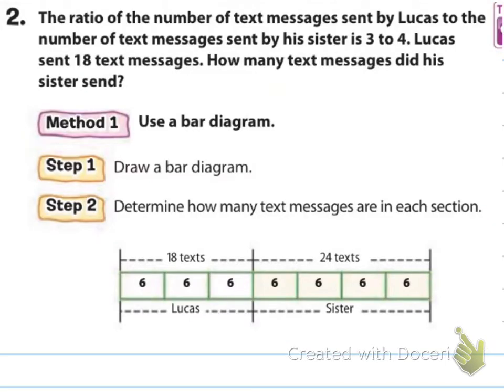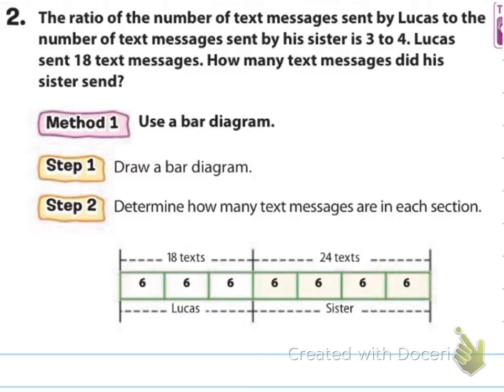All right, so the next one is the ratio of the number of text messages sent by Lucas to the number of text messages sent by his sister is 3 to 4. This totally is reminding me of that talk video. Lucas sent 18 text messages. How many text messages did his sister send? So I guess it's like the big family debate of, you know, who's the bigger text messenger or something.